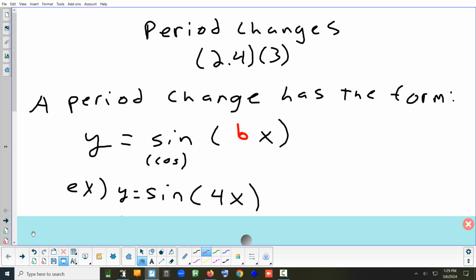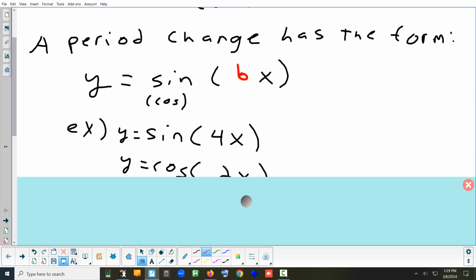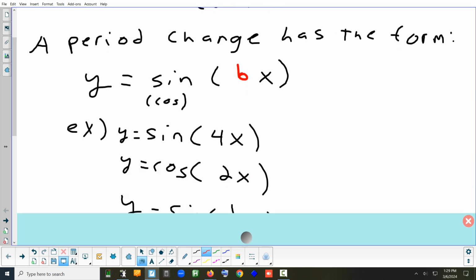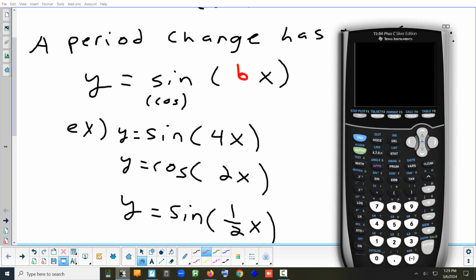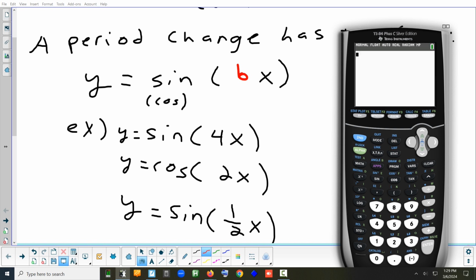Okay, so here's a couple examples. Sine 4x, cosine 2x, sine 1/2 x. These are all what we call period changes. Now, when you put a big number, like 4 is a bigger number, in front of x, what do you think that's going to cause the graph to do? Shrink. Right. It's going to shrink it.